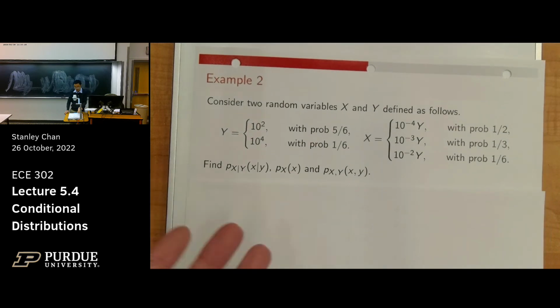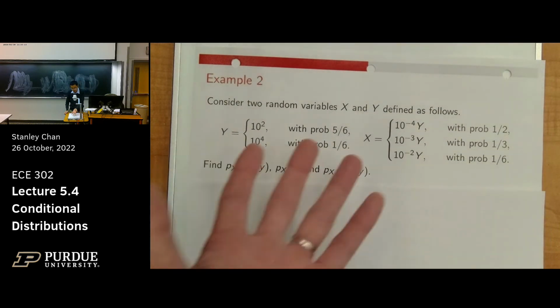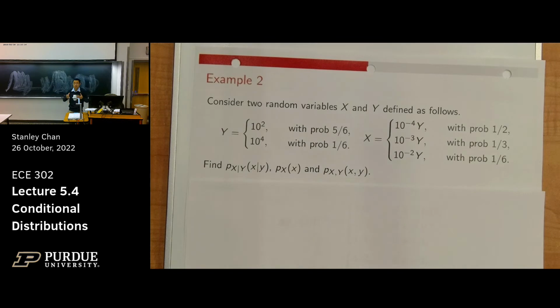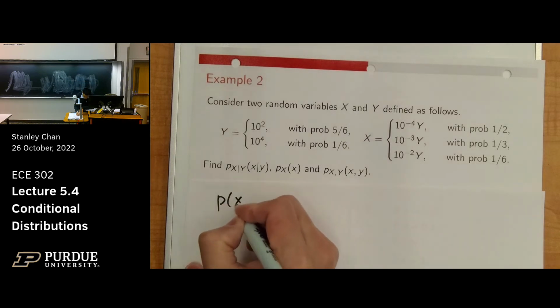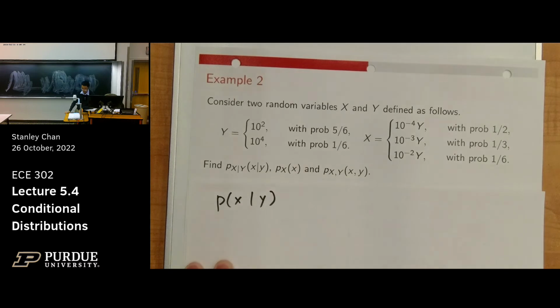And clearly, I don't have access to the joint distribution by just looking at the problem setting. It's a bit difficult. But I can start with the conditional. The conditional will be x and y. Now, what should be the y? Well, I have 2 states of y, 10 to the 2 and 10 to the 4.